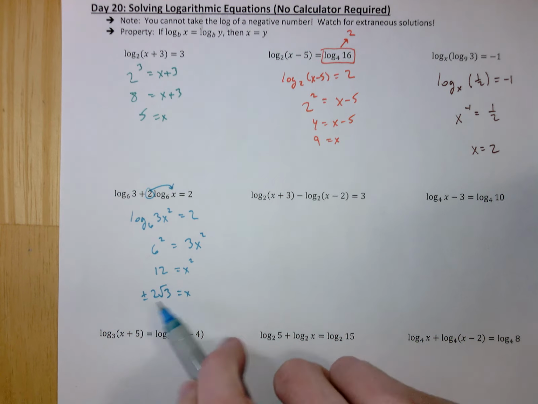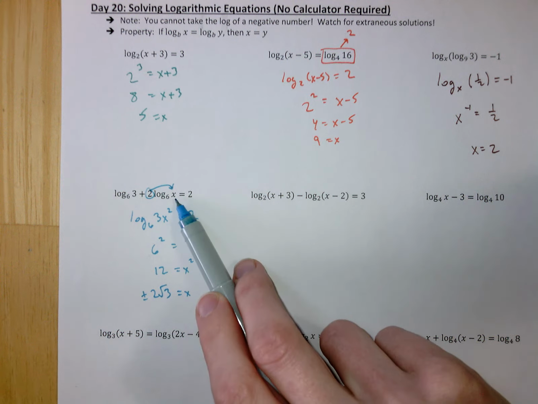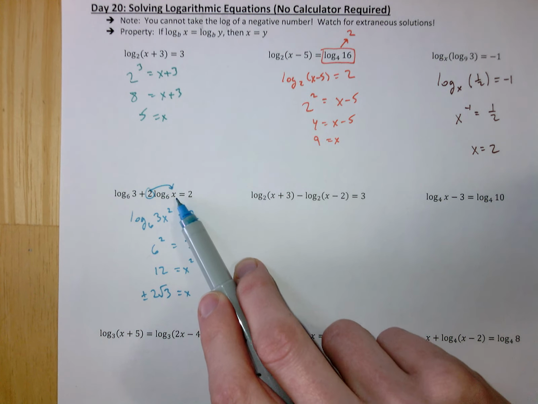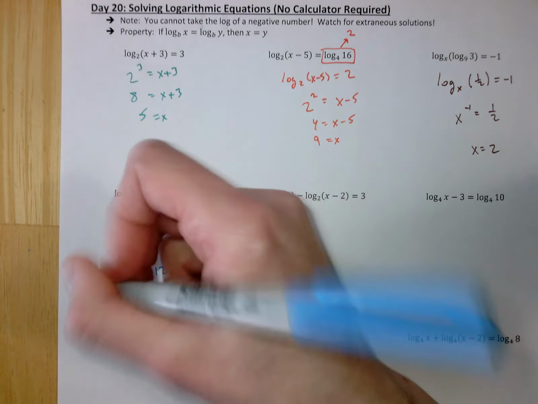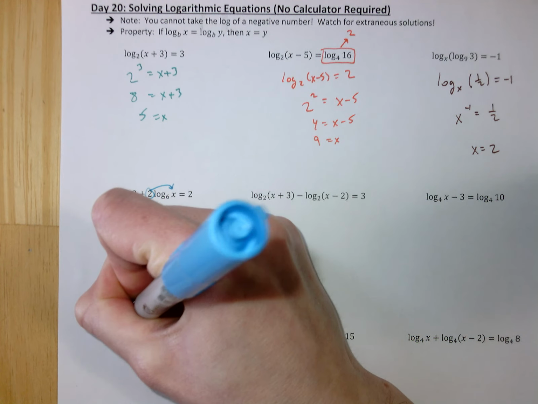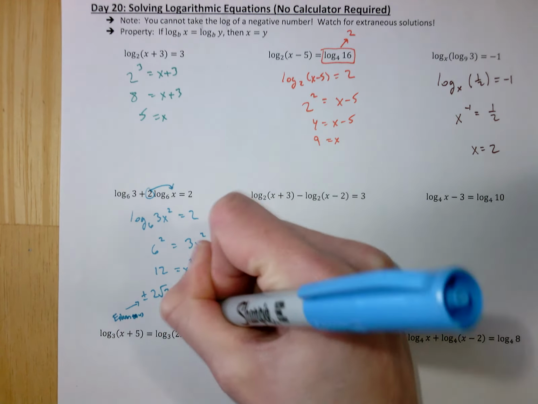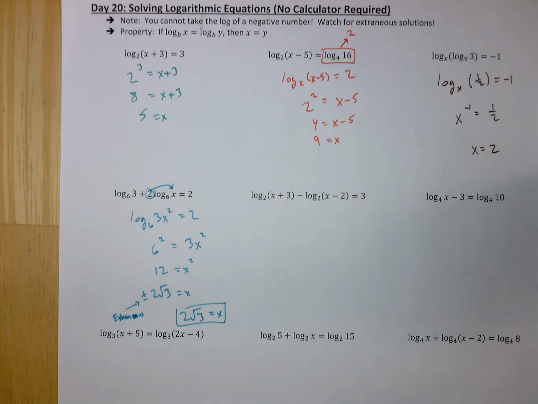Okay, but now, anytime I'm getting a negative answer, that's always like, hey, is that extraneous? I better check. If I plug in negative 2 times the square root of 3 here, I'm going to end up with a log of a negative number, which is a problem. So this one right here is extraneous, and our only answer is positive 2 root 3. You do always need to check because sometimes it'll be okay, but sometimes it won't. So you've got to watch out for that.